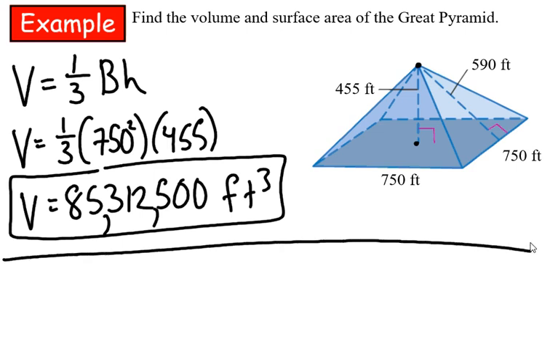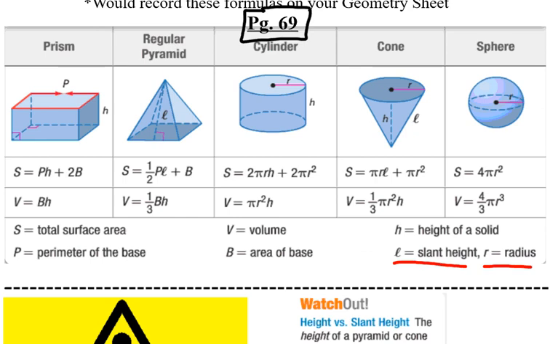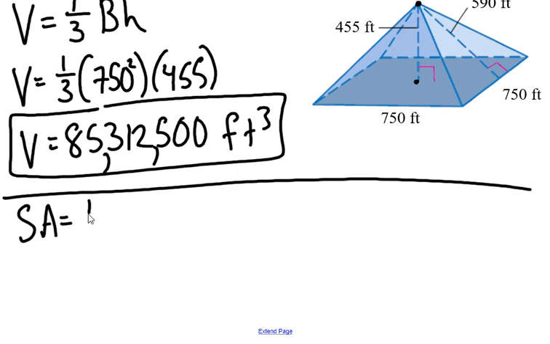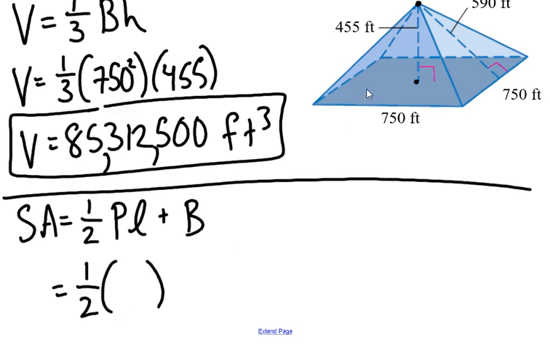Now I'm going to find the surface area. Surface area for a pyramid: I go back here, surface area is 1/2 big P, which is the perimeter of the base, times L, which is the slant height from the vertex down to the side, plus big B, which is the area of the base again. So surface area is 1/2 P times slant height plus B. P is the perimeter of the base. Well, that's 750 times 4. That's 3,000. L is the slant height.